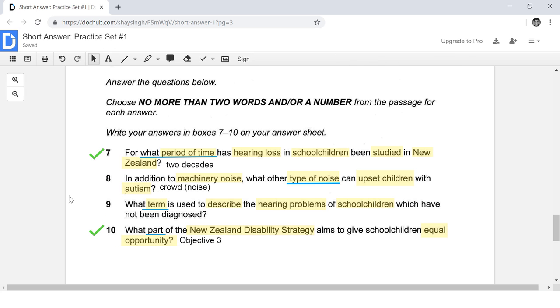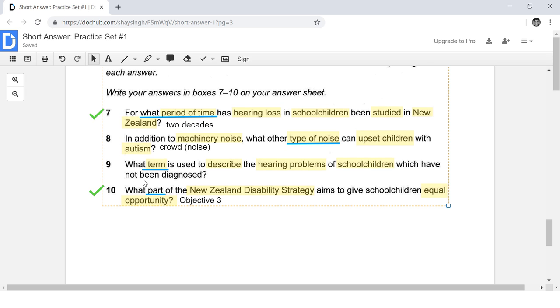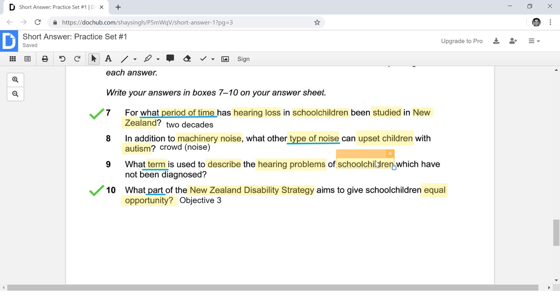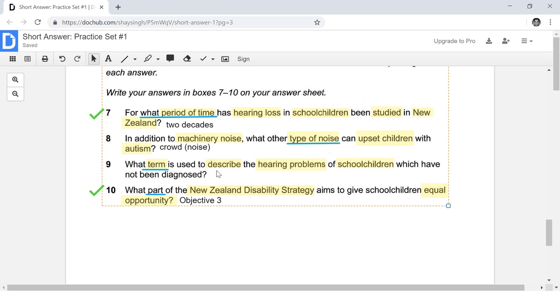Great. Now we have to do our final question, number 9. Let's read that question. What term is used to describe the hearing problems of school children which have not been diagnosed? Okay, so we are looking for some special terminology. It's going to be a noun for sure, because it's a certain terminology that we're looking for. And this is a terminology that describes the hearing problems of school children, not just any school children, but those who have not been diagnosed.